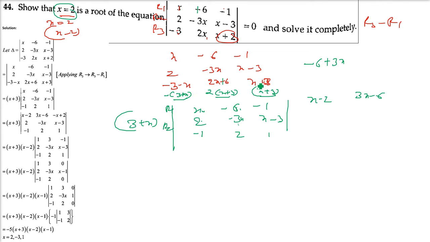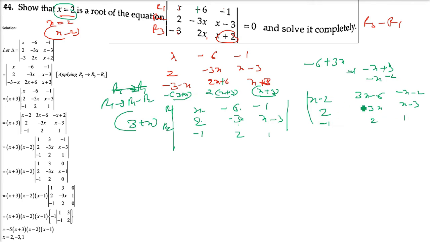So row 1, row 2, row 3. So I am changing row 1 to row 1 minus row 2. So x minus 2 here, and then we have minus 6 minus of minus 3x. So minus 6 plus 3x it will be. And then we have minus 1 minus x plus 3. So what do you get? Every time you get something so that x minus 2 can be taken out.